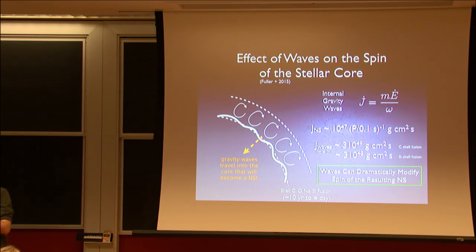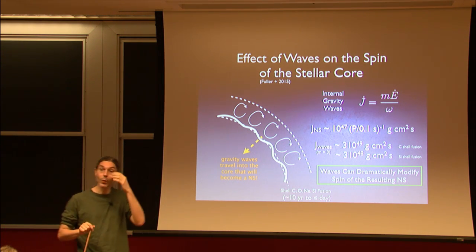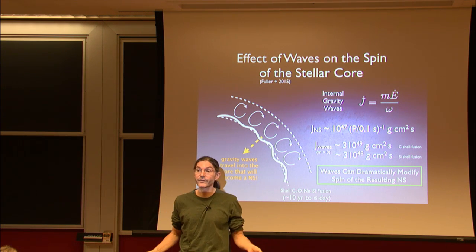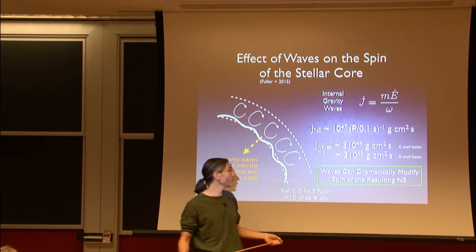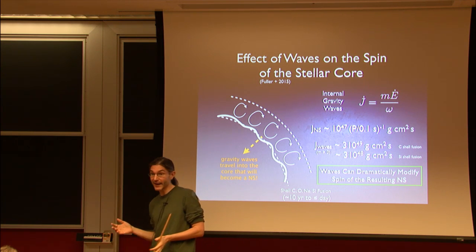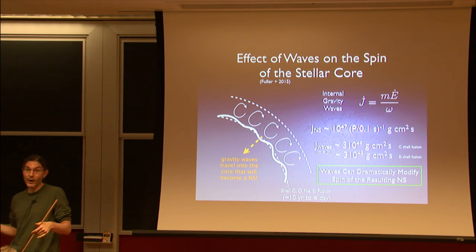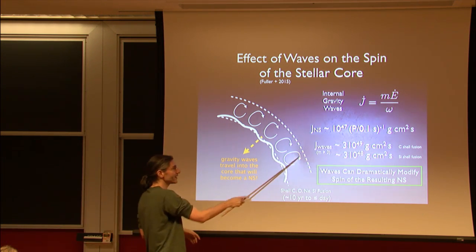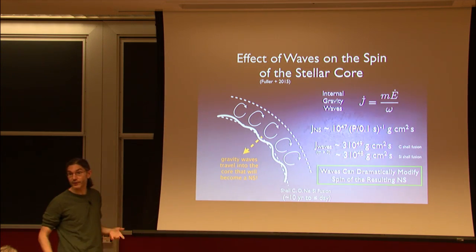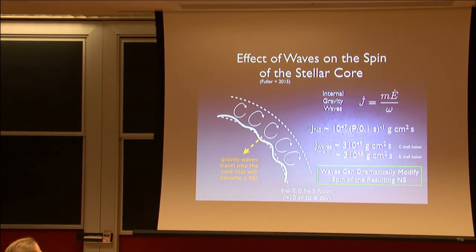Jerry? Where do the waves get their angular momentum from? Yeah, ultimately, I would say the way to think about it is they get it from the shell, from where they're excited. The angular momentum here gets transferred into the waves. And then the angular momentum is conserved. The collapse amplifies the rotation, exactly.